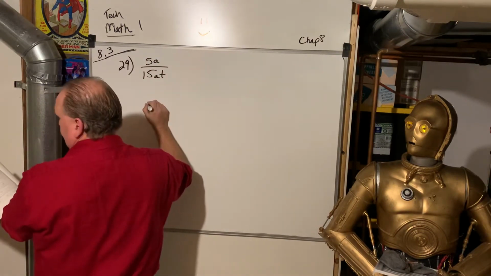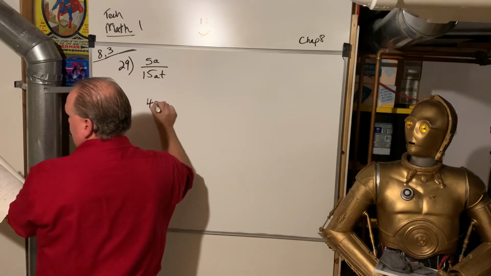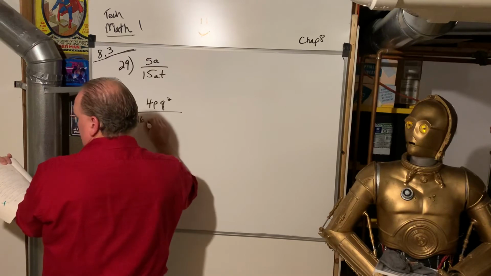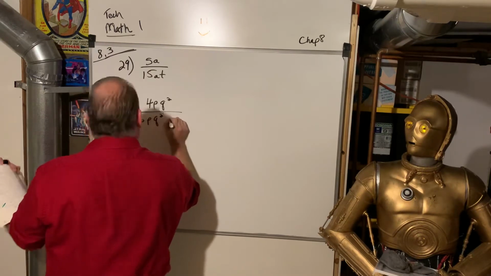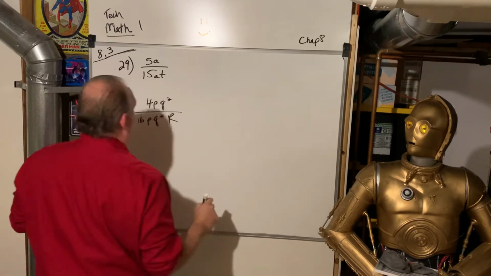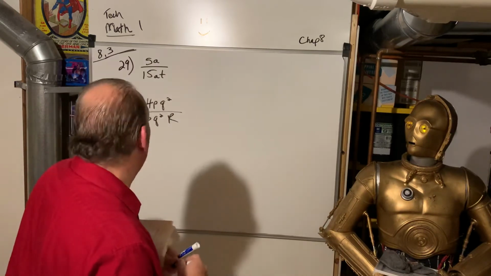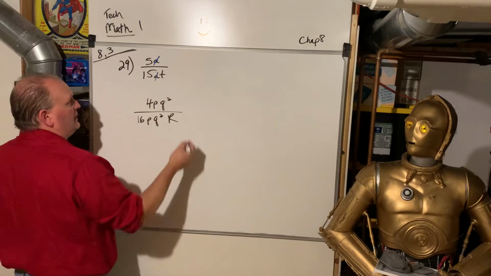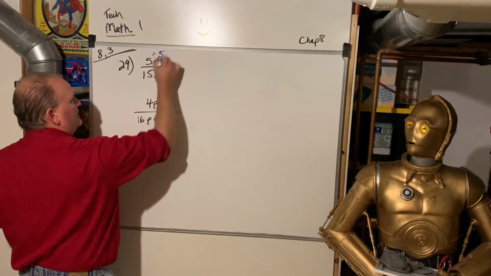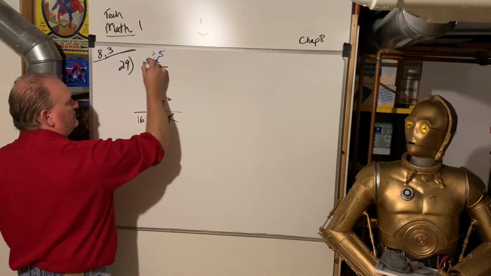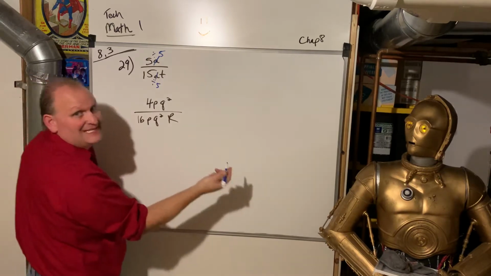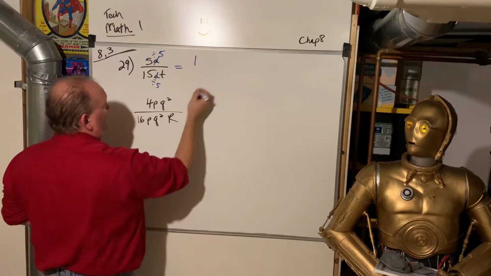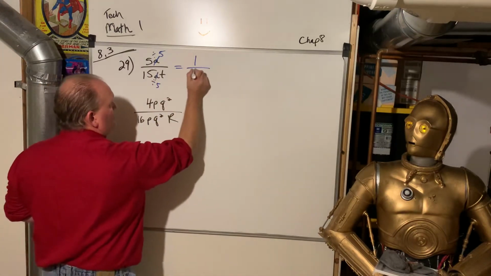We've got 4pq squared over 16pq squared r. And let's do those. So look, the a's cancel right off the bat, get rid of those. And then we reduce the numbers like how we always reduce numbers. So what goes into 5, that also goes into 15. That would be 5. 5 divided by 5 is 1. 15 divided by 5 is 3.